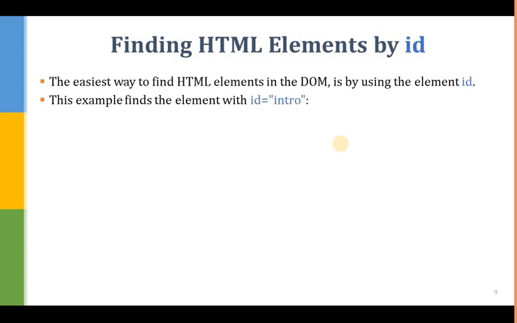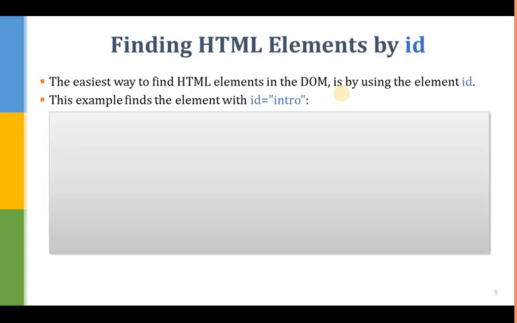Now, let's say we want to find our HTML element by using the element ID. For example, in our HTML code, there is one HTML tag with an ID attribute whose value is intro. Let's say we have a heading tag, and we have set the attribute ID with value intro. So now if I want to find that particular heading tag, how can I do that?